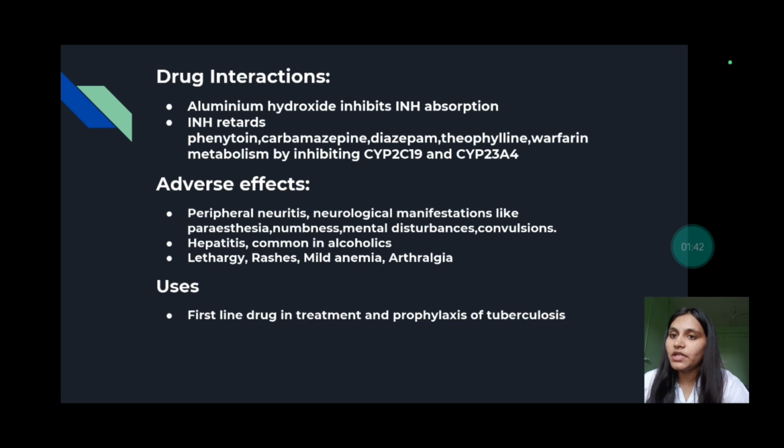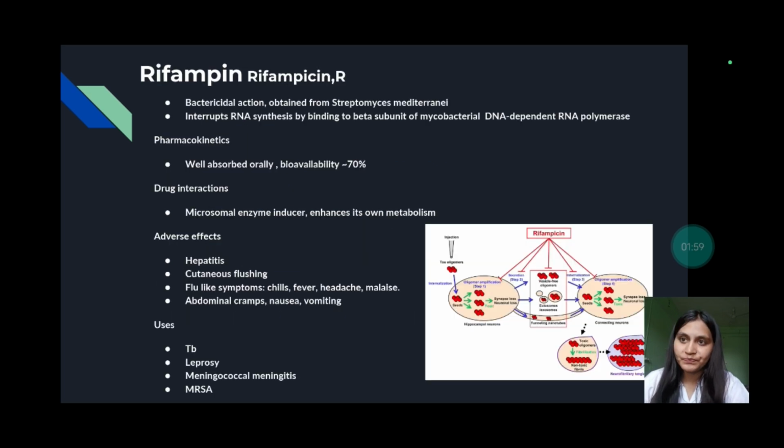Adverse effects: peripheral neuritis, neurological manifestations like paresthesia, numbness, mental disturbances, convulsions. Hepatitis, common in alcoholics, lethargy, rashes, mild anemia, arthralgia. Uses: first-line drug in the treatment and prophylaxis of tuberculosis.